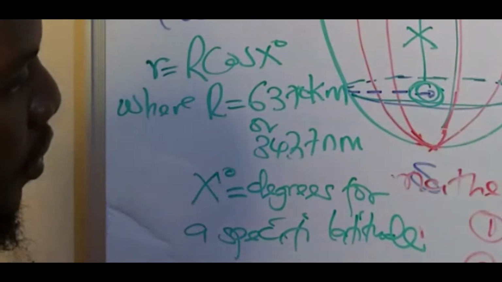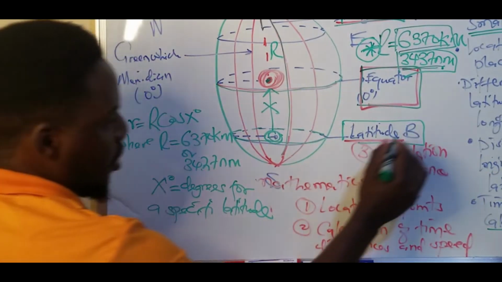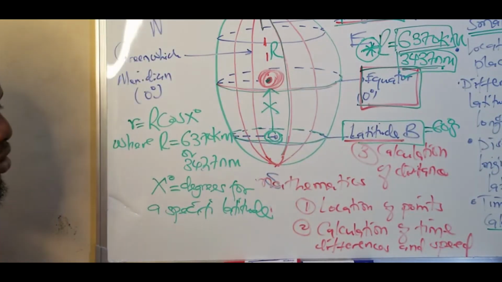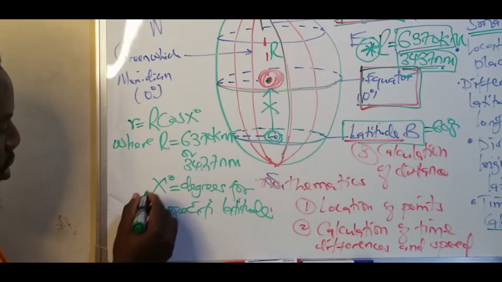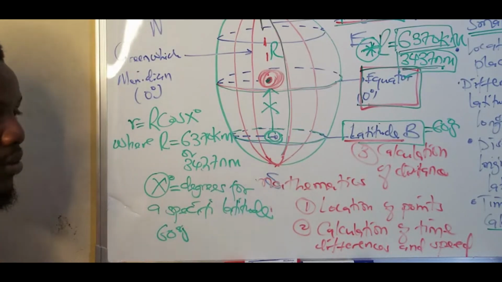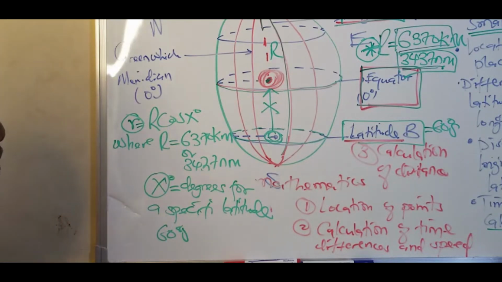For example, if latitude B is 60 degrees south, this means that x degrees will be 60 degrees south. And r is actually the radius of this small circle that we are going to find.